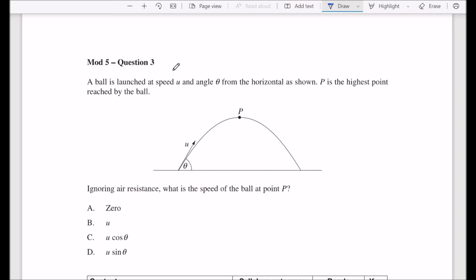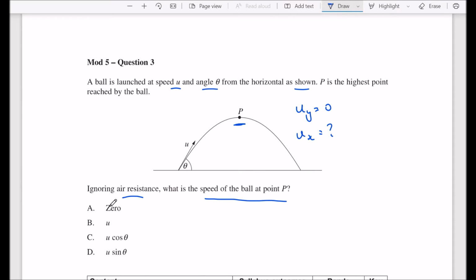All right, and now we get to question 3. So we have a ball that's launched at speed u at an angle of theta from the horizontal shown. P is the highest point, like that. Ignoring air resistance, what is the speed at point P? So at maximum height, the velocity in the y component is 0, so we only have the velocity of the u component added on.